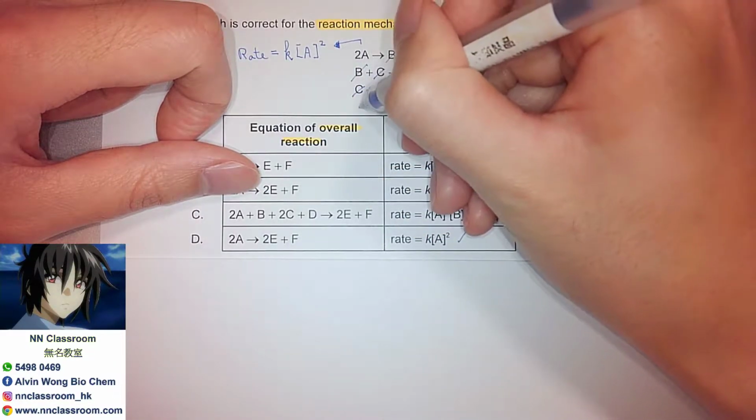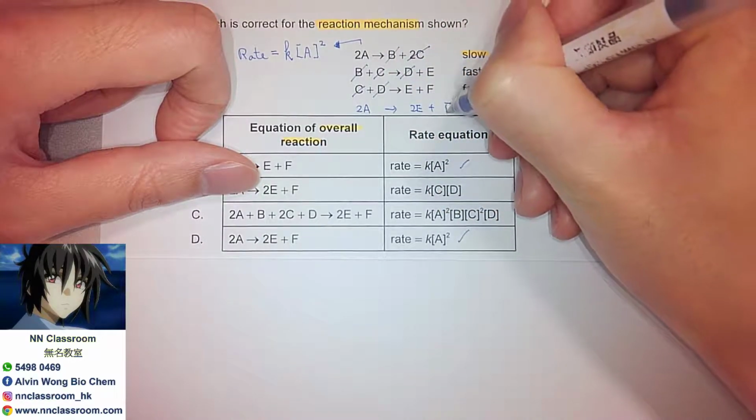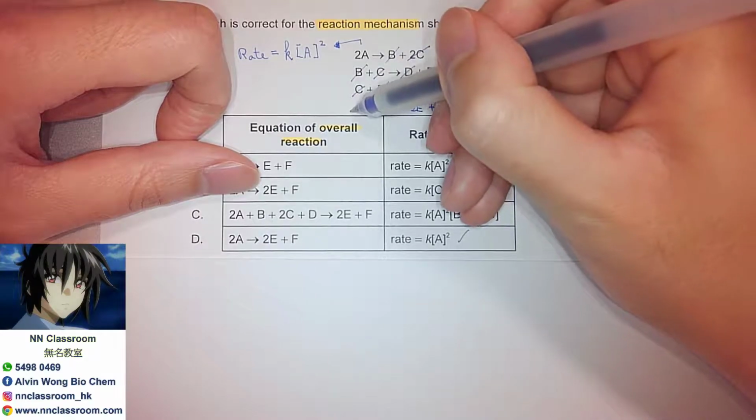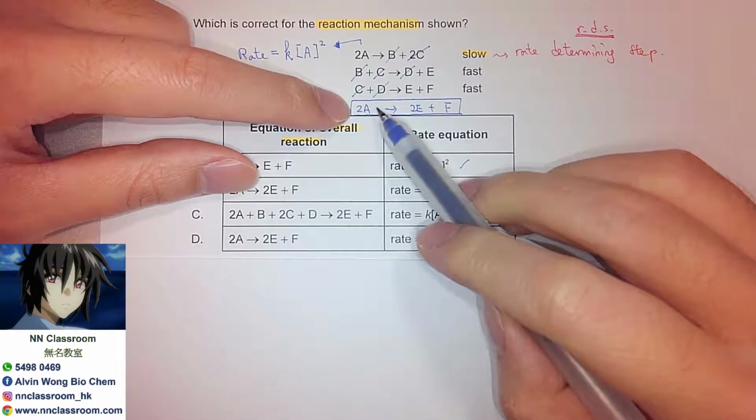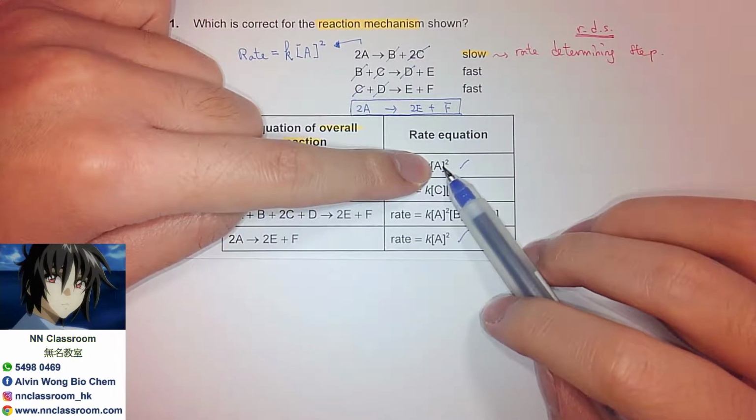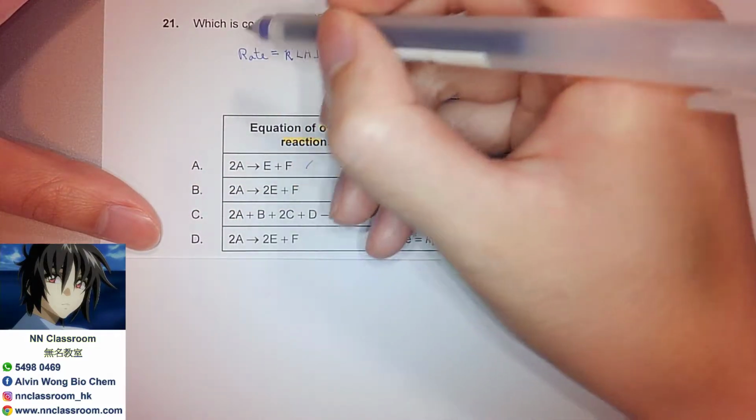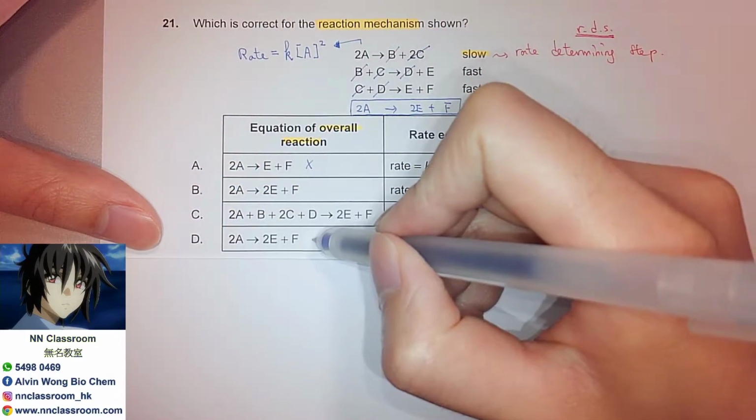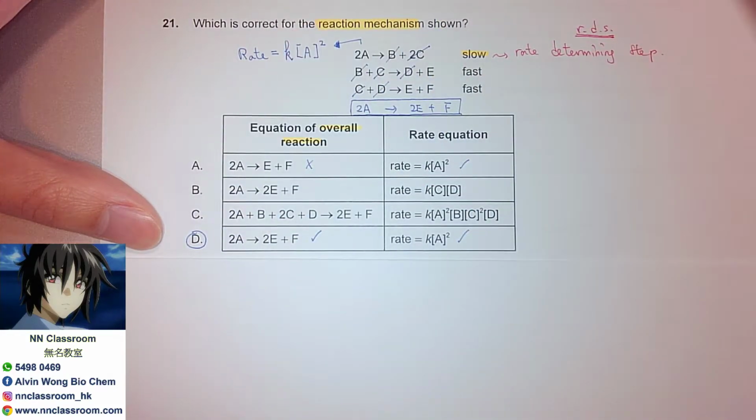So that's why the remaining thing, which is going to be 2A, goes to 2E plus 1 of the F, right? So this is the overall equation, right? So overall equation is having the reactant A. So that's why this reactant can be present in the rate equation. So it makes sense. So after double checking, the answer will then be going to, sorry, not this, but this, 2E and F, 2E and F. So that's why the answer is going to be D.